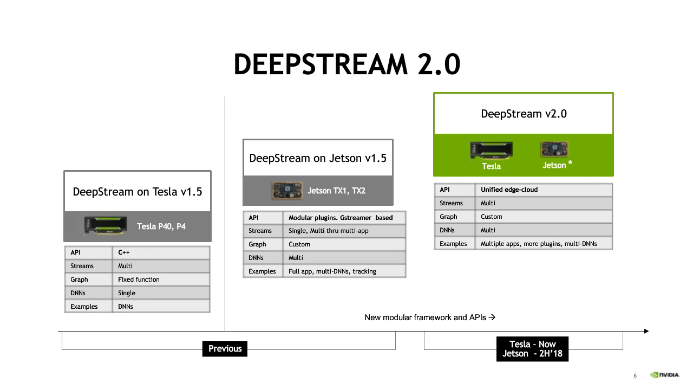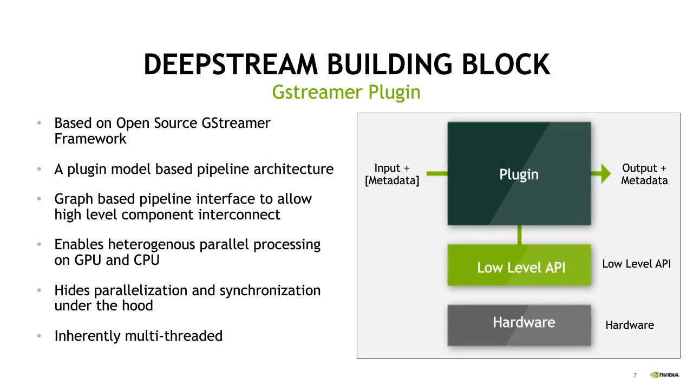Now we'll take a closer look at the underlying components of DeepStream. The primary building block is the plugin. It's based on the Gstreamer framework and creates both a simple-to-understand interface but with powerful capabilities. By enabling multi-threaded, parallel, heterogeneous processing, the plugin will provide the most optimized performance.